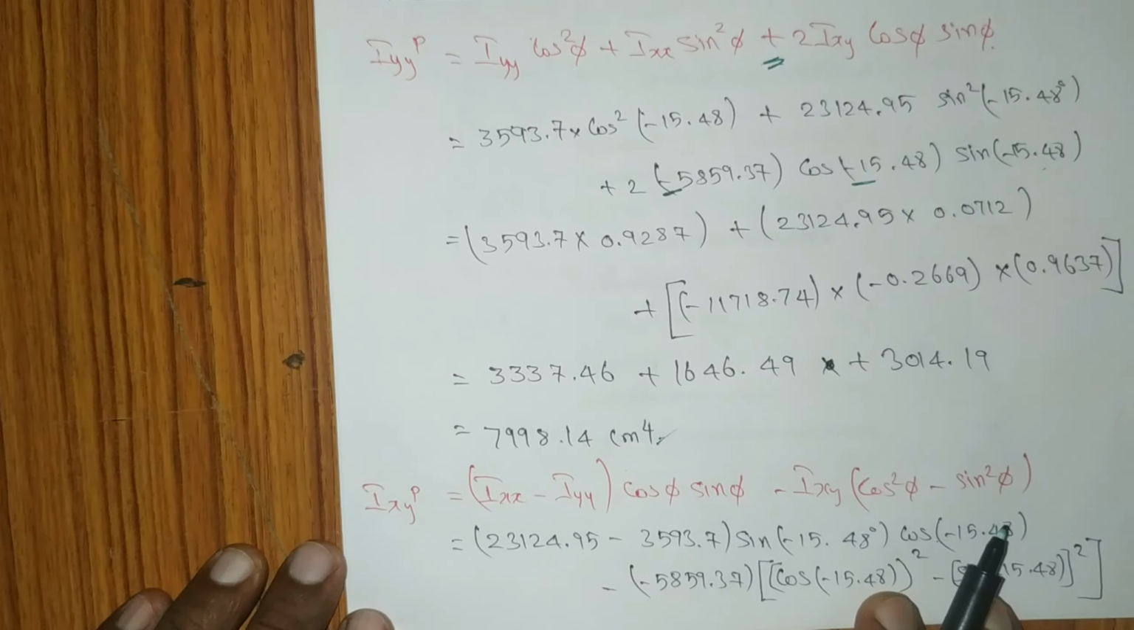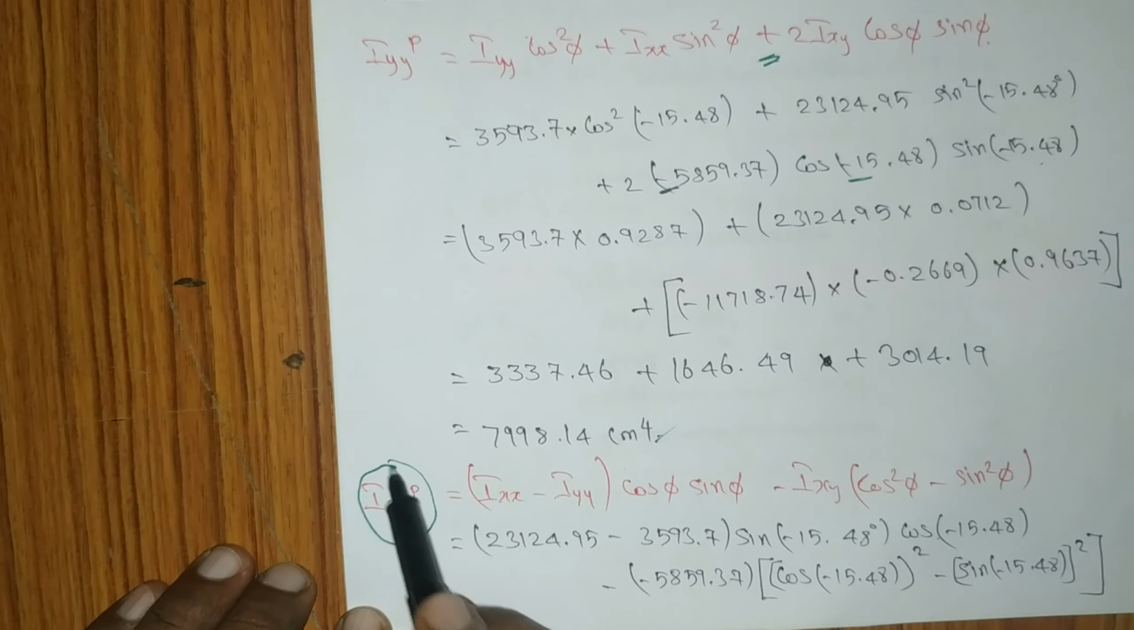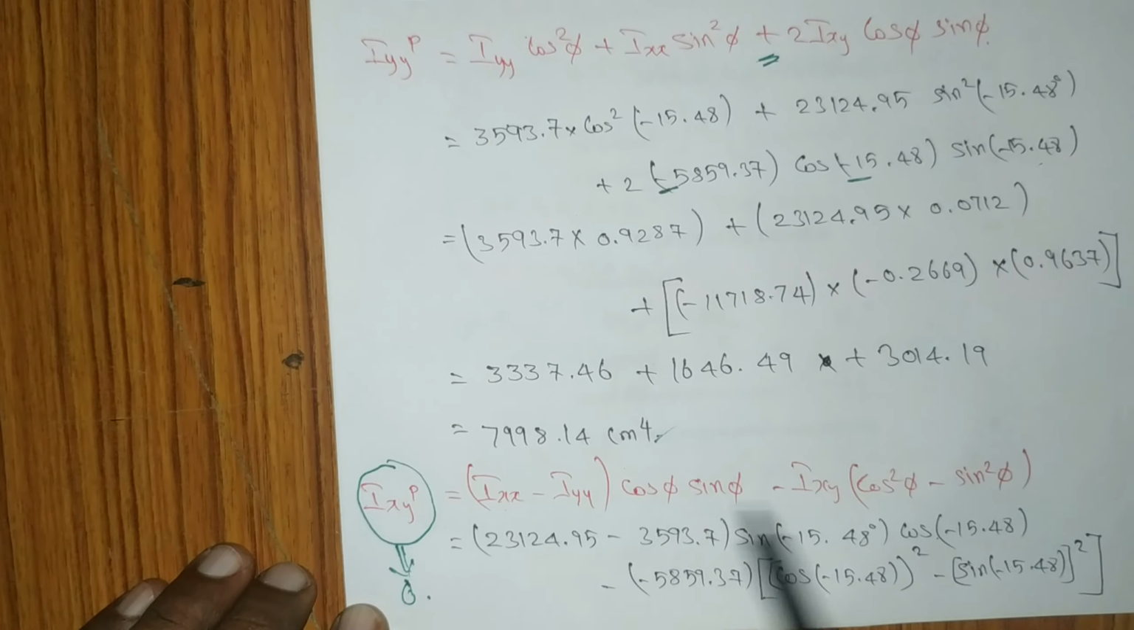And next we need to find out the Ixy principal axis. Whenever we are solving for the principal axis, we need to get the value of 0. So Ixy principal axis definitely should be 0. So we have the formula (Ixx minus Iyy) cosφ sinφ minus Ixy (cos²φ minus sin²φ). If you substitute all the Ixx, Iyy, cosφ values, everything, and you get 0, then what you have done so far is correct, you are going on the correct path, and the values you found are correct.